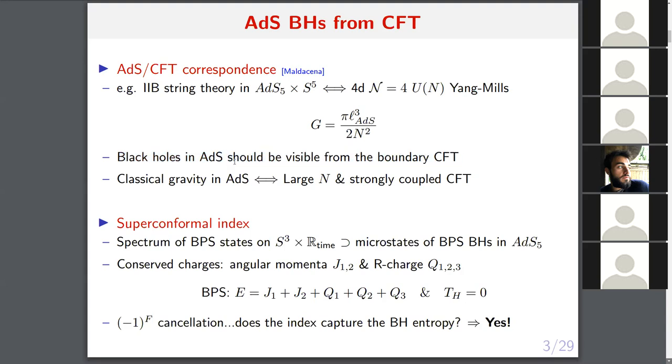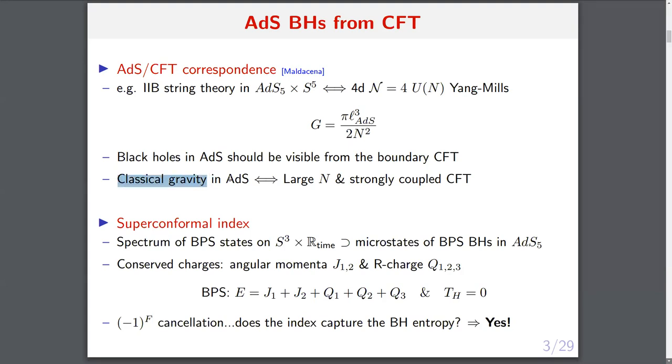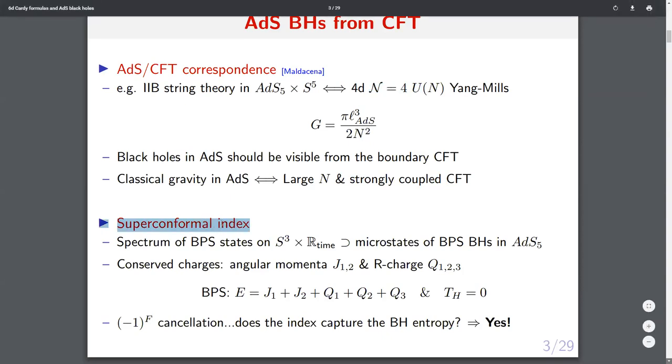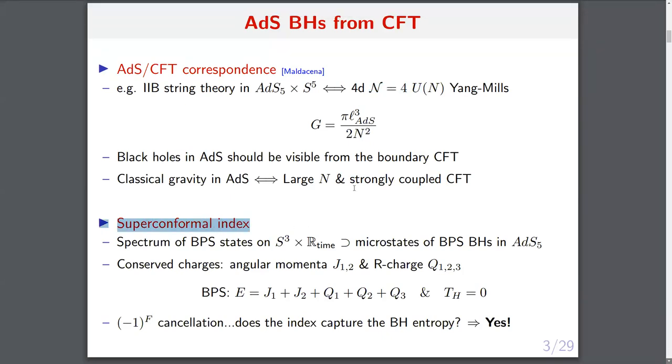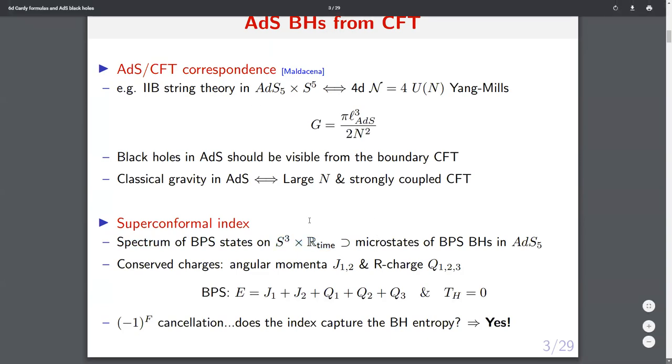Also, if you want to study the classical gravity limit in AdS, you should take large N and strongly couple the CFT on the boundary side. It is usually difficult to find an observable that is computable in the strongly coupled regime. But in the supersymmetric cases, we have a superconformal index, which can be non-perturbatively computed in the strongly coupled setting. The superconformal index counts the spectrum of BPS states on the three sphere times time. By AdS/CFT, we expect that the superconformal index should include the microstates of the BPS black holes in the dual AdS gravity.